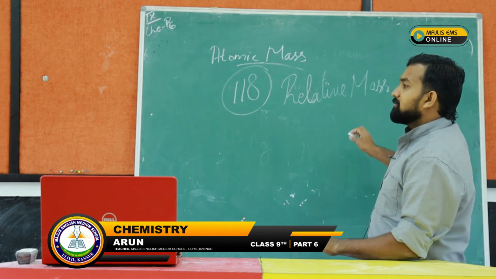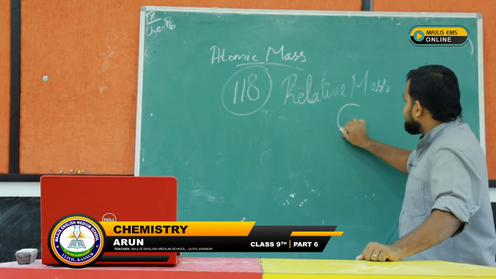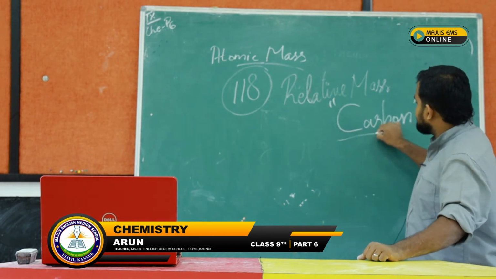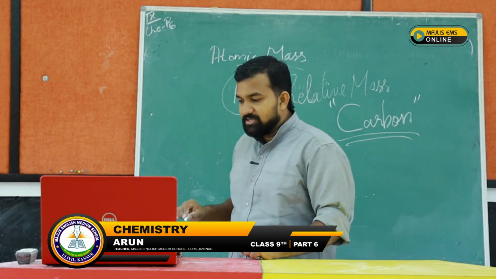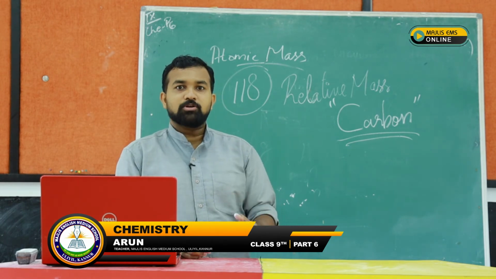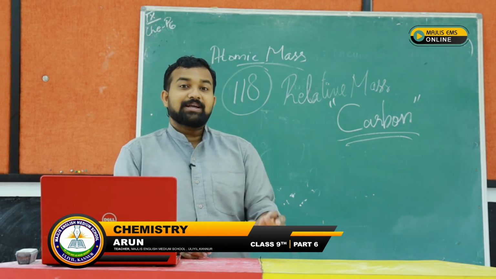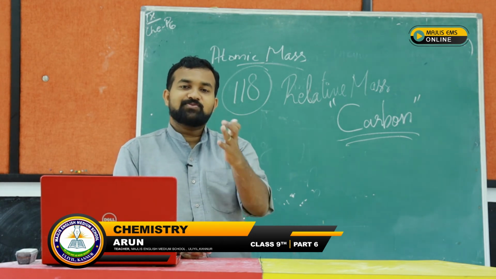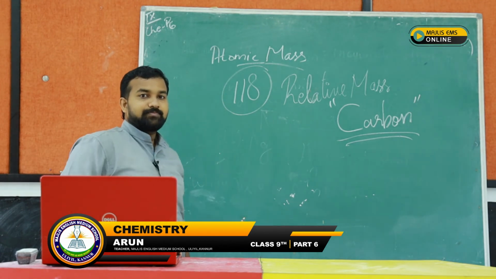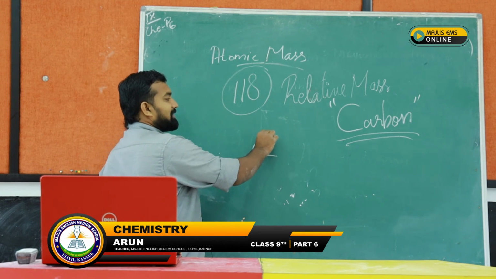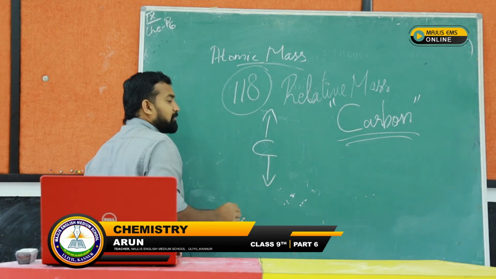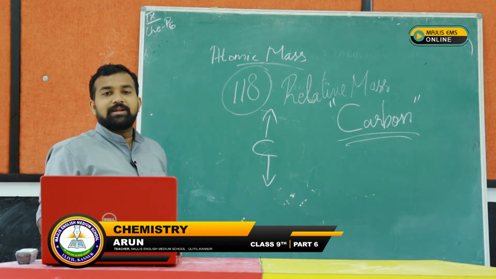For that they took the atom carbon. Carbon is an important element, because in the universe carbon is mostly present. In our body also carbon is there. We are dealing with a lot of carbon atoms. Carbon has some unique properties. These things we will study in the 10th standard. So they took carbon as the standard. The elements having less mass than carbon had less relative mass, and the elements having more mass than carbon had more relative mass.